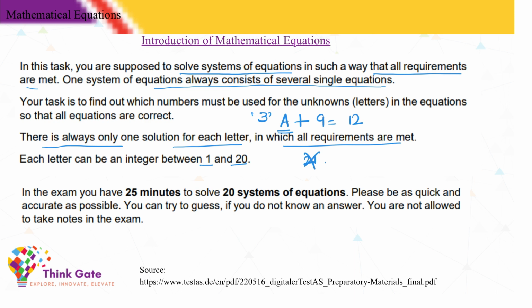The examination for this module, for this section, will be 25 minutes, and you need to solve 20 systems of equations. So obviously the time is always a constraint in the TestAs. So you need to be quick and accurate, and you can try to guess. If you don't get the answer, there is no negative marking. So please go for the guess and solve and put an answer to each and every question out there. And the most important thing is that you are not allowed to take notes, so you have to do everything in your mind. This is the biggest catch.